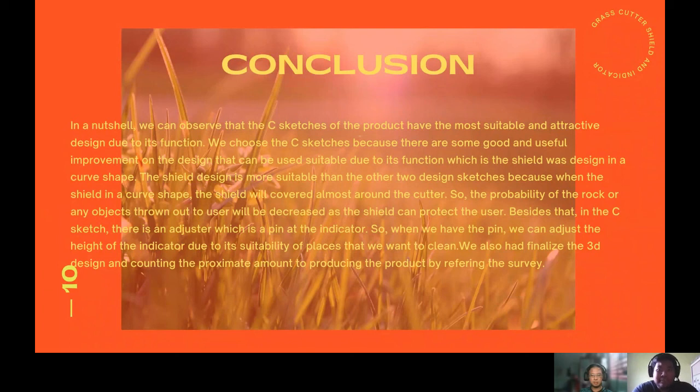So probably the rocks and any objects thrown out toward the user will be decreased as the shield can protect the user. Besides that, in the C sketch or design, there is an adjuster, which is a pin in the indicator. So when we have the pin, we can adjust the height of the indicator to the suitable height that we need. We also have finalized the 3D design and counted the approximate amount for producing the product by referring to the survey.